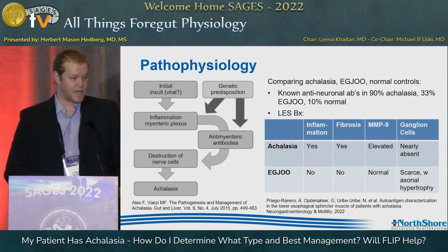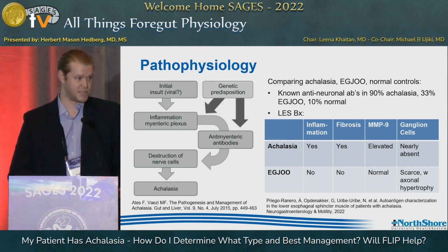So in achalasia, we have severe inflammation, there's fibrosis and elevated matrix metalloproteinases, and the ganglion cells are essentially absent, especially in advanced disease. In EGJOO, there's no inflammation, no fibrosis, normal MMP expression, and you do see scarce ganglion cells with some morphologic changes.